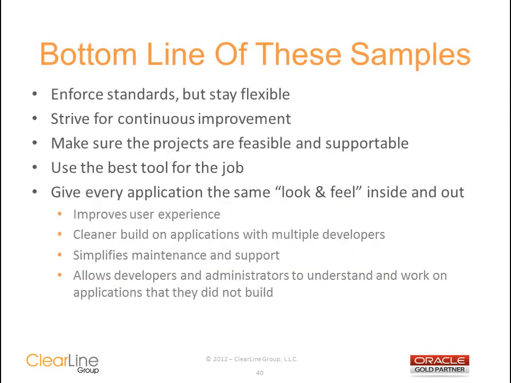All of these are samples of standards and processes from real Hyperion Centers of Excellence. I picked them to try and show a variety of different places where a CoE may need to create and apply governance. I also hope that they illustrate some key takeaway points, like CoEs need to enforce standards but maintain flexibility, and that they should always strive for continuous improvement. They also need to make sure that all of their projects are both feasible and supportable.